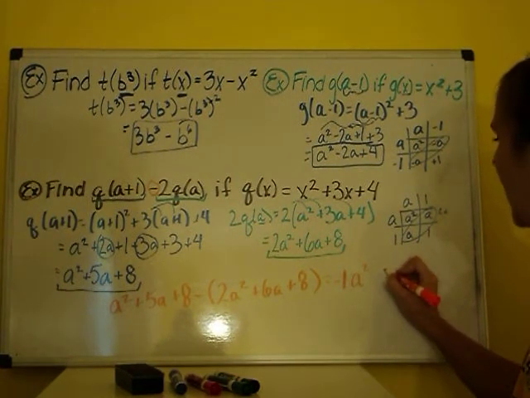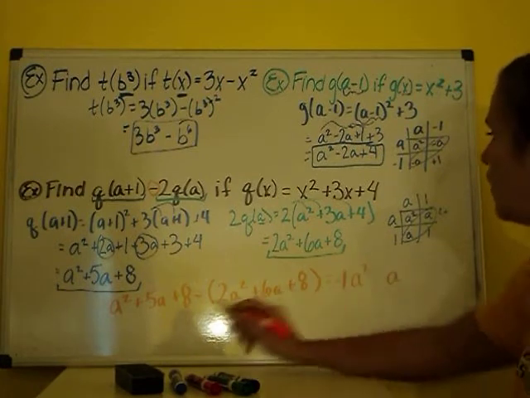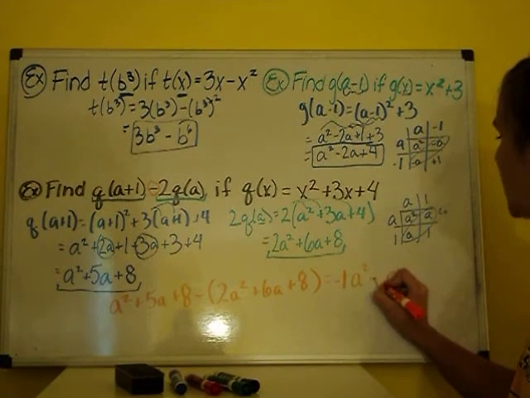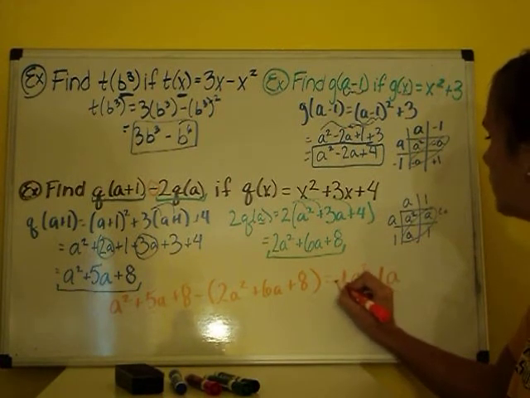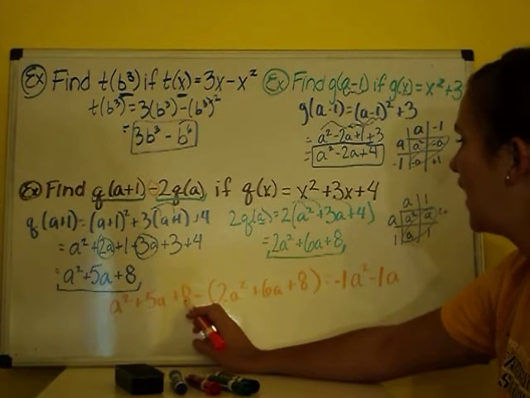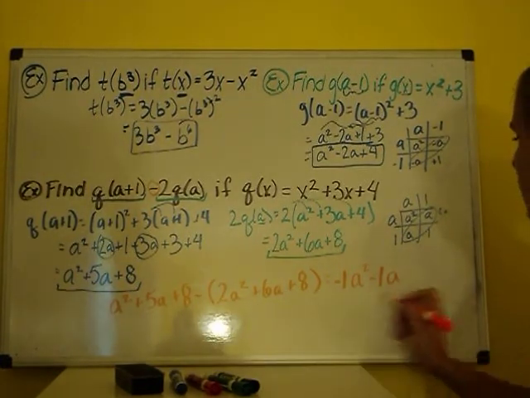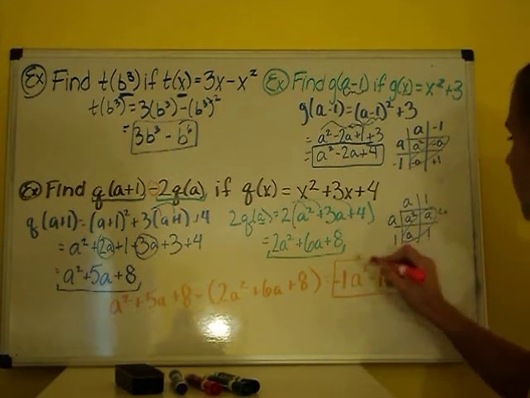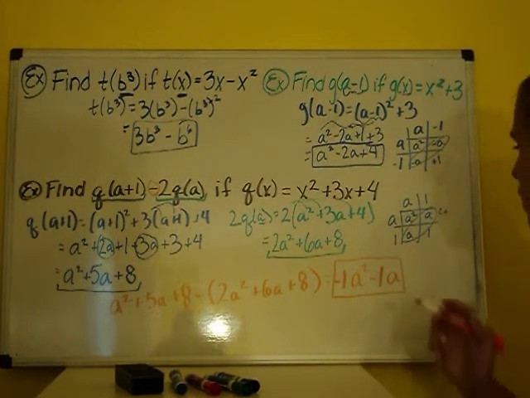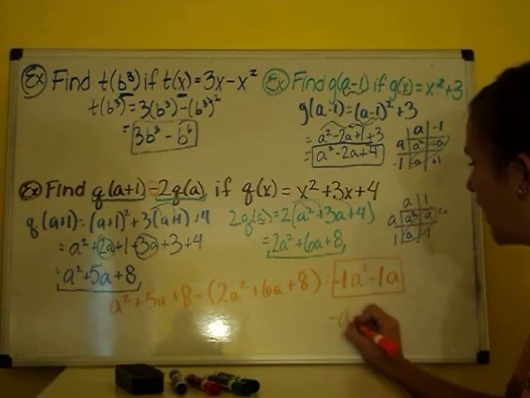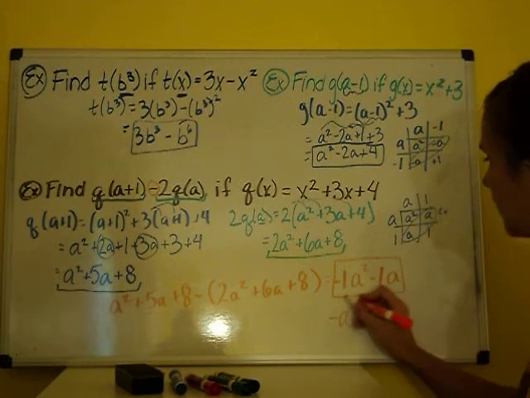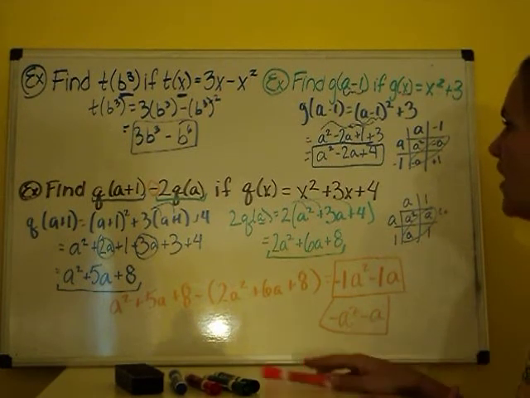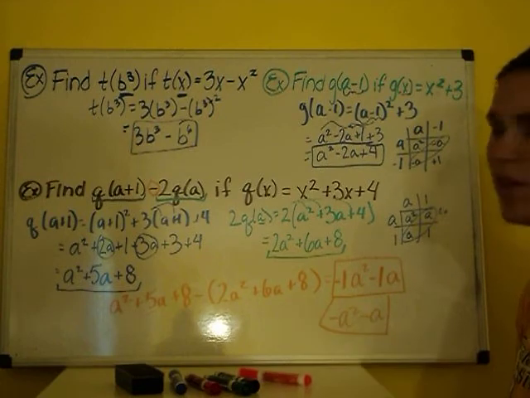And then I have my a's, which I'm going to have 5 minus 6, which again is negative 1. This is negative a. And then I have my numbers. 8 minus 8, which is 0. I don't have to write my zeros, so I'm left with negative 1a squared minus 1a, or if you want to just write it, negative a squared minus a. Either way is acceptable. Okay? So that is polynomial functions evaluating with variables.